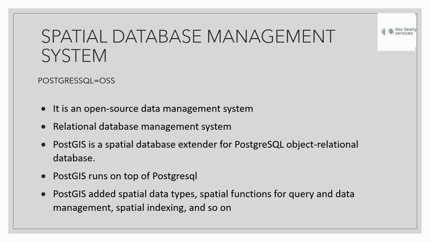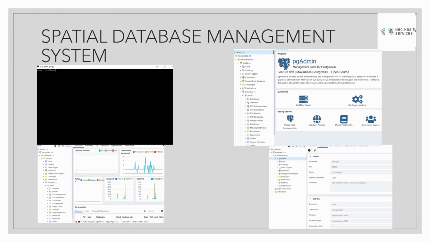PostGIS added spatial data types, spatial functions for query and data management, spatial indexing, and so on. The origin of PostgreSQL and PostGIS goes back to Ingres, the first relational database management system from UC Berkeley. With a long history of development, PostGIS is a very solid and reliable open source software. The figure shows Postgres interfaces. From the upper left corner clockwise: command window, administrator window, and database table view.